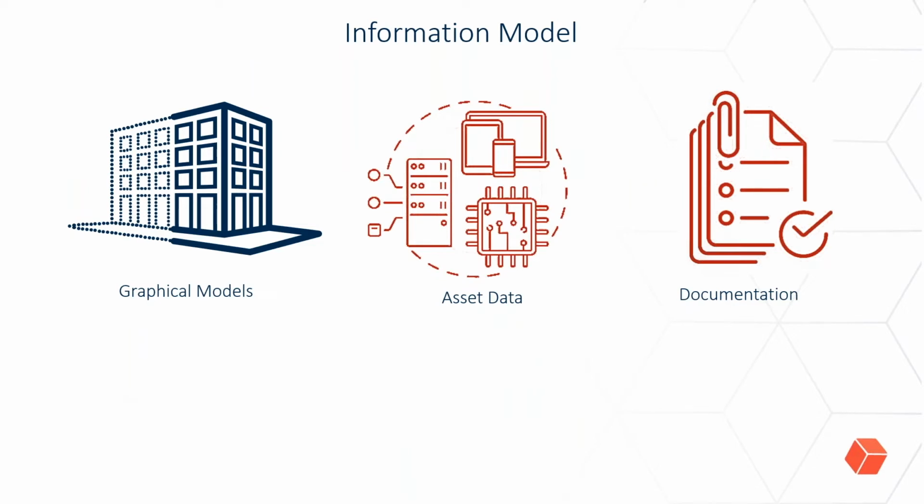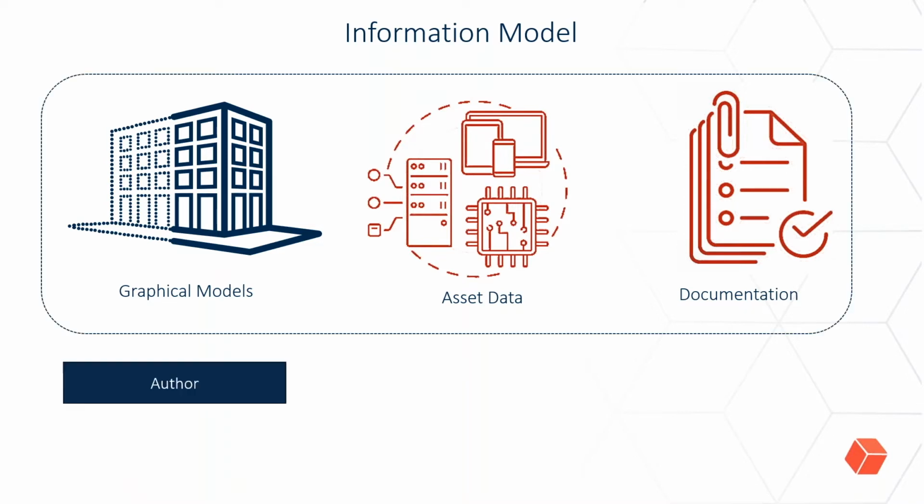Now, this is also important for me in order for us to understand the different people in the ecosystem. So when we have a look at the graphical model, the asset data, and the documentation, we have an author. The author is the person who creates this, typically your architects and engineers. So you would create your Revit model, you would make sure that your Revit model has the correct information, and you would produce your documentation based on that.